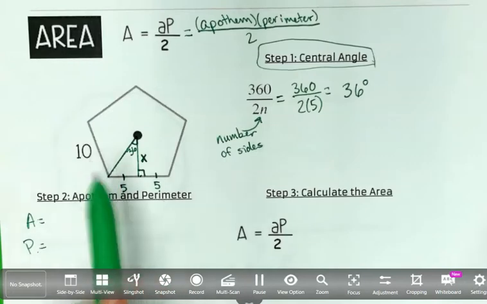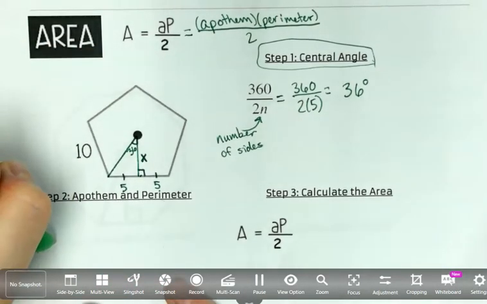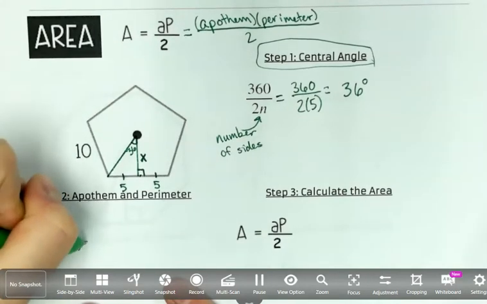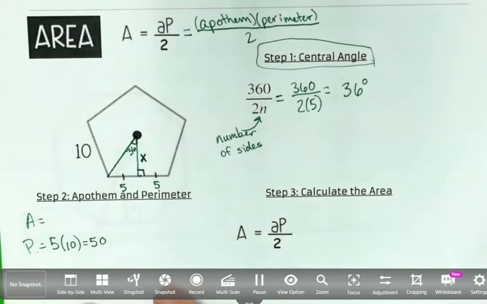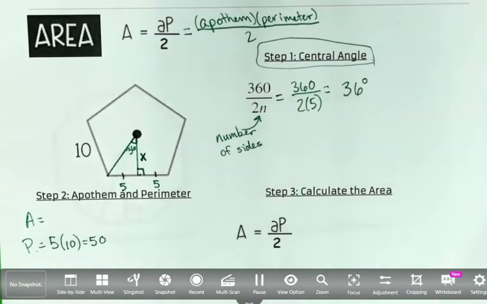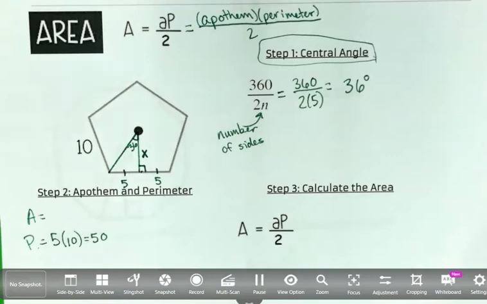So our perimeter, there are 1, 2, 3, 4, 5 sides on this pentagon. So it's simply just going to be 5 sides times 10, or 50. But to find the apothem, you're going to have to use trig. And I know, thought we were done with this, but you're never done with trig. It just keeps popping up.